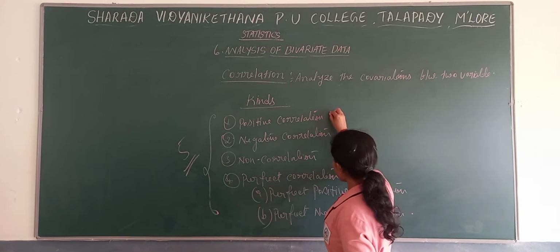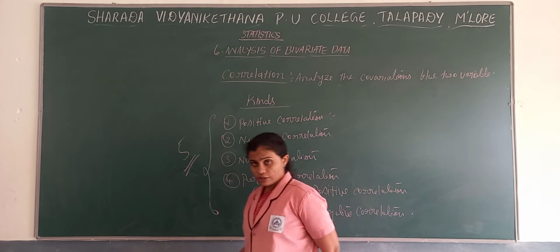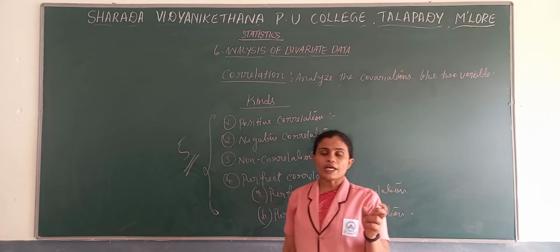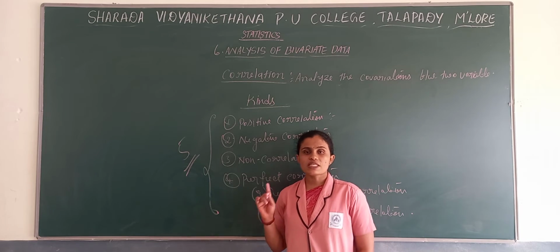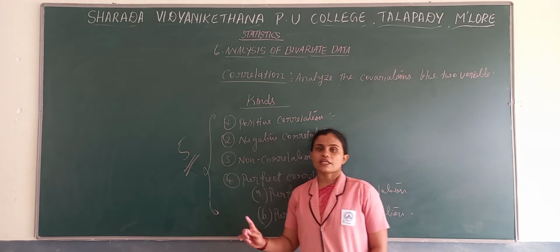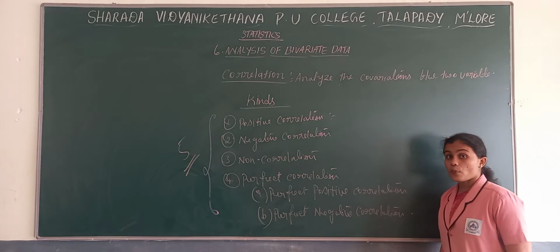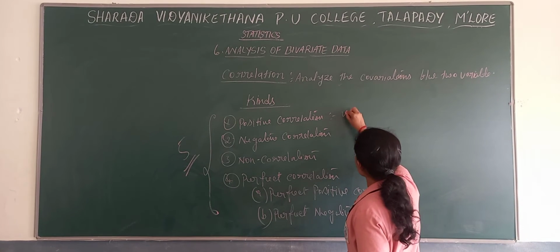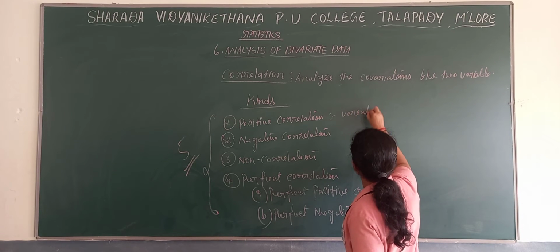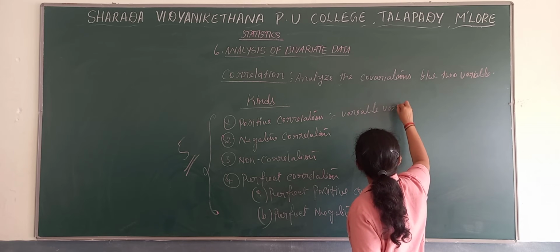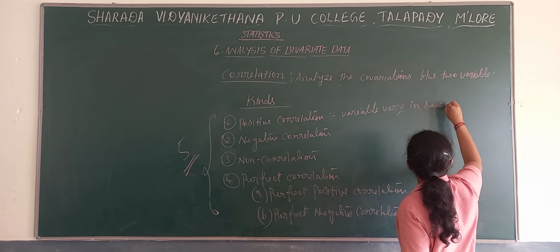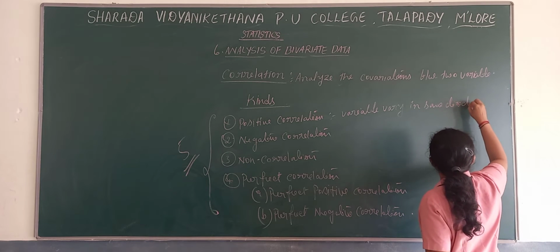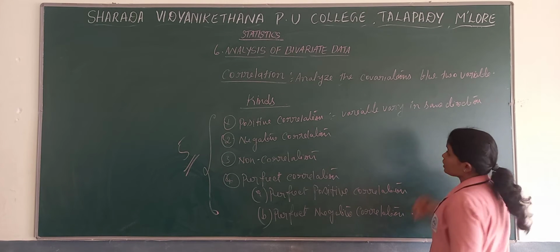Positive correlation is that correlation where variables vary in the same direction. Where variables vary in the same direction, that we call a positive correlation. Variables vary in the same direction.